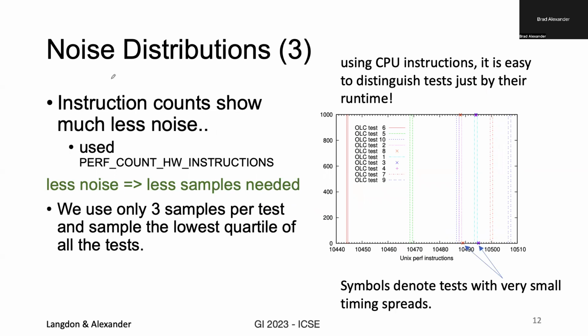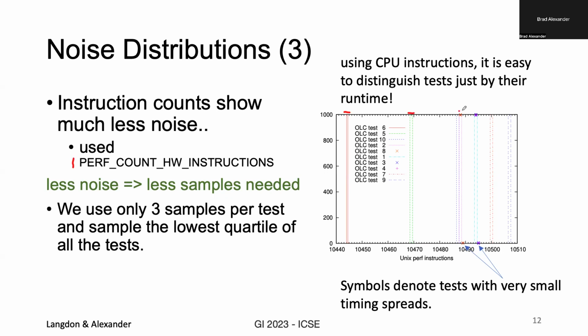If we switch from using wall clock time to instruction counts, then we end up with a lot less noise. So if we use state-of-the-art performance counters, in this work we use perf count HW instructions, we get less noise, and as a result, we need fewer samples. So this is what happens when we do instruction counts using perf.